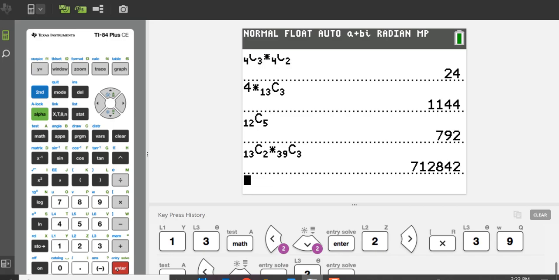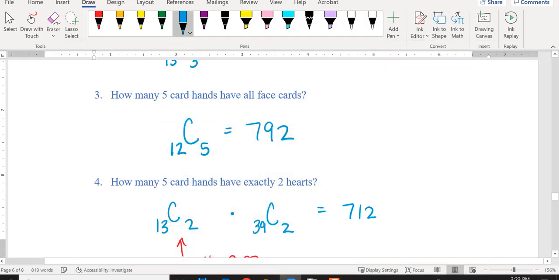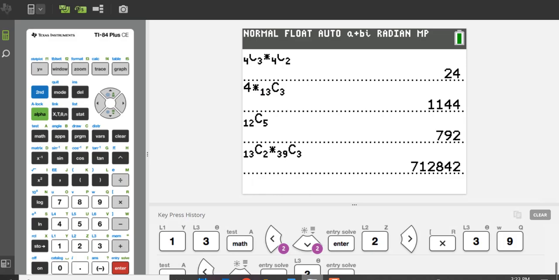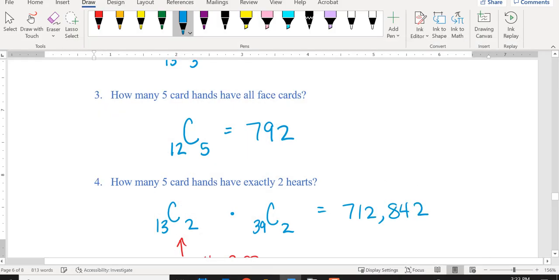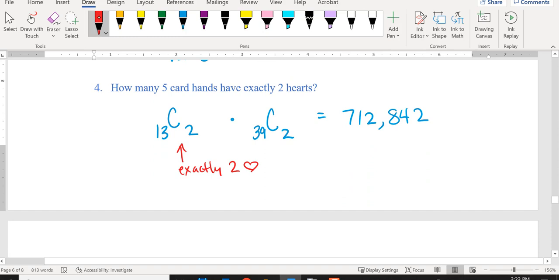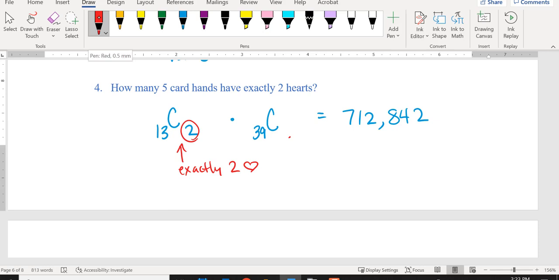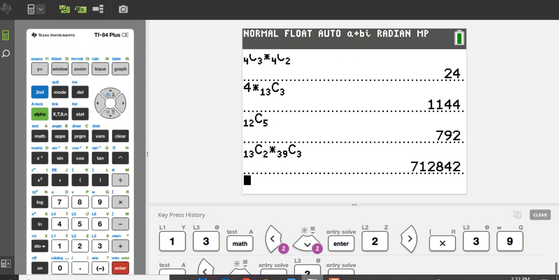And I get 712,842. Now, one more time. There were 13 hearts. You wanted to pick exactly 2. There were 39 non-hearts, and you need a 5-card hand, so you need to pick 3. Scratch that, just kidding. This is exactly 3 non-hearts. Oh, I did that here. I just wrote it down wrong. That is the right answer.